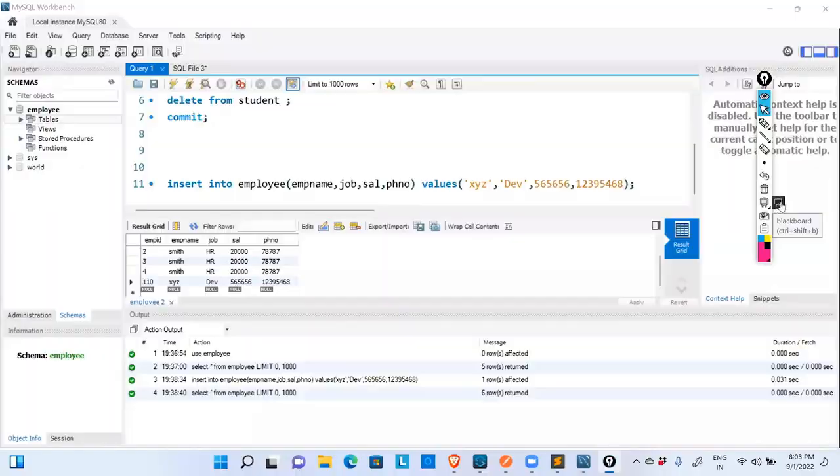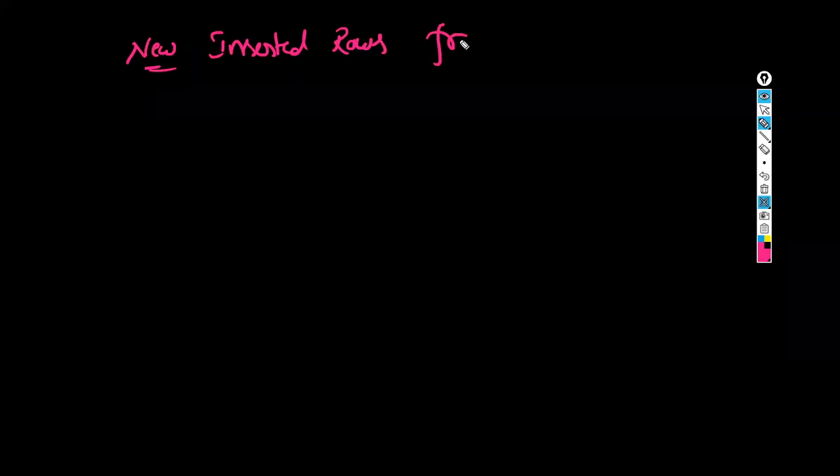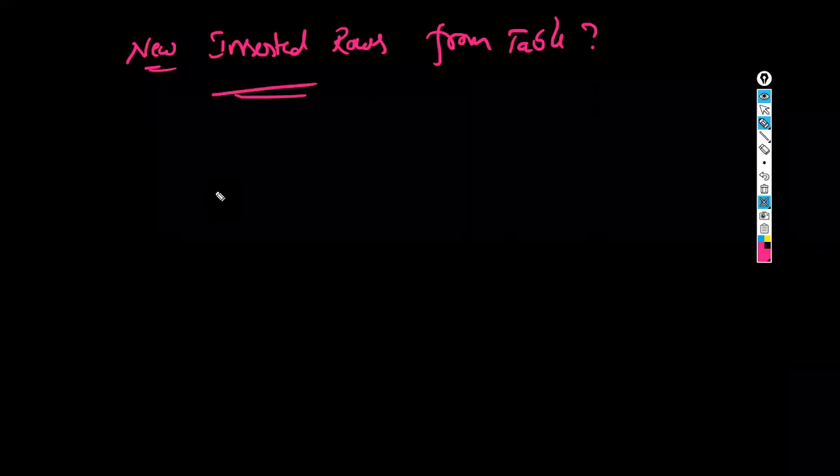Then how can we pick that one? So they ask the question: I want to retrieve only the newly inserted rows from my table. This is the question they're asking in the interview. So how can we answer this? I don't want to display all the rows. I want to display only the newly inserted ones. Then how can we get that?